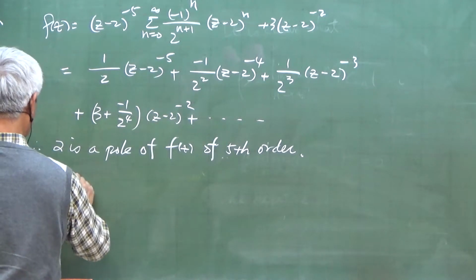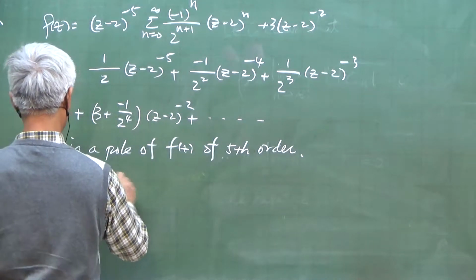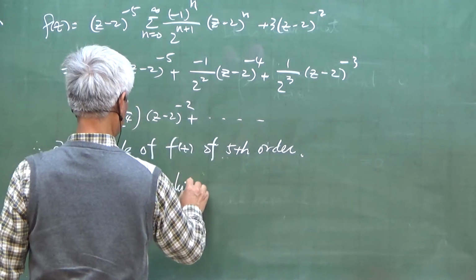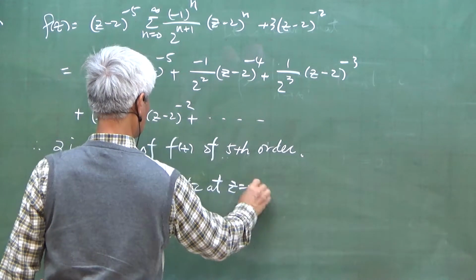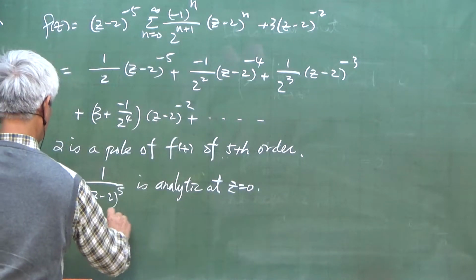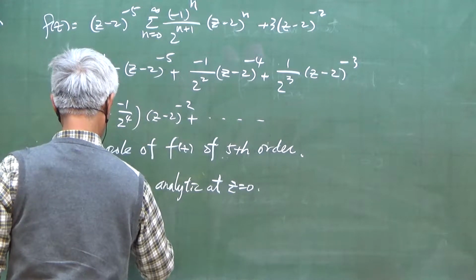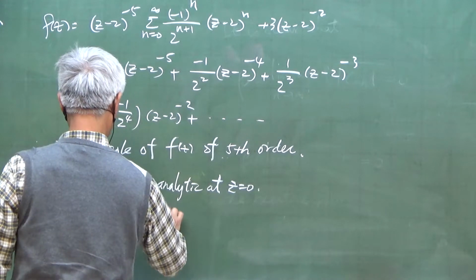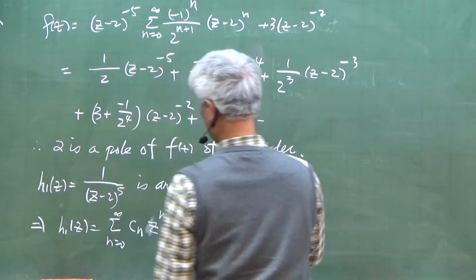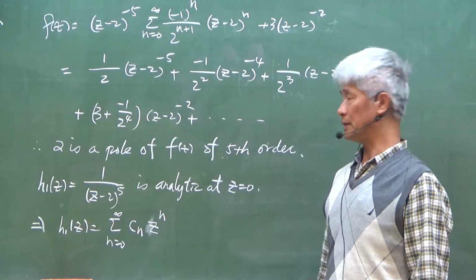h1(z) equal to 1 over (z minus 2) to the power. This one, alright, this is analytical at z equal to 0. Okay? So this implies that h1(z) is the summation n equal to 0 to infinity of Cn z to the nth power. Okay? Because it's analytic at z equal to 0, so we have a power series expansion.